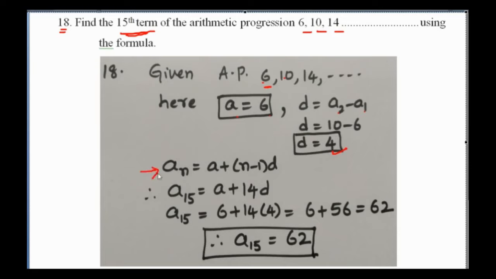Before going to the 15th term, we have to write the general term. An is equal to a plus n minus 1 into d. So the 15th term is equal to a plus 14d, since n minus 1 is 15 minus 1, which is 14d. So a15 is equal to a, whose value is 6, the first term, plus 14d, where d is 4, which we got from the formula a2 minus a1. 14 4s are 56. 6 plus 56 is 62. So the 15th term is 62.